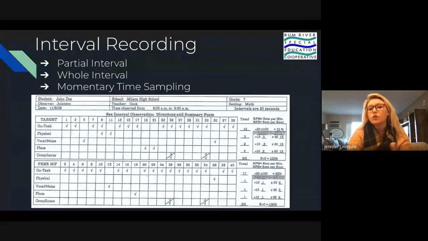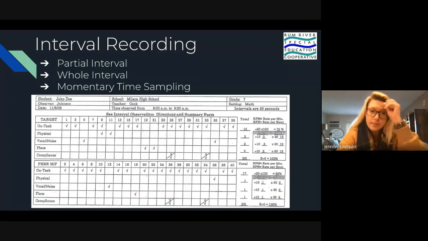Interval recording. There are 3 different types of interval recording that we can use, whether that be partial interval, whole interval, or momentary time sampling, which I will go over with you in a second here. And these are really good when we don't have the necessary resources to continuously be observing a behavior. Like with tallying, you have to continuously be observing. These are really nice if you just want to watch the behavior, record it, go do something else, and then come watch the behavior again.